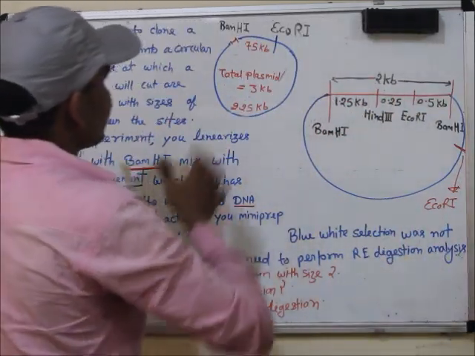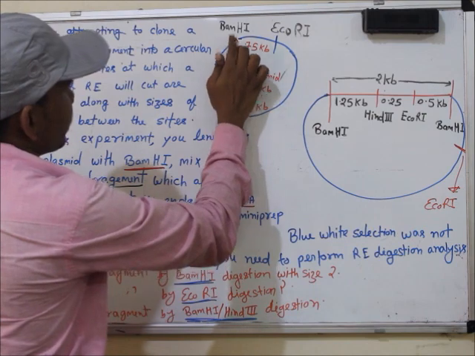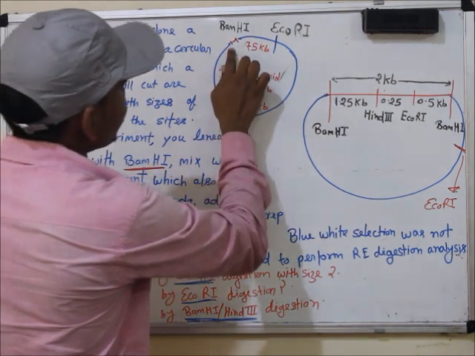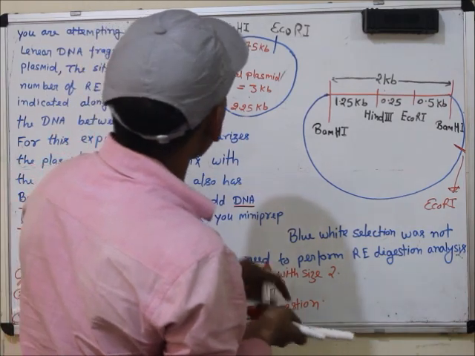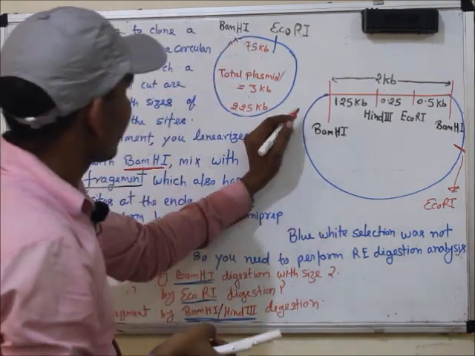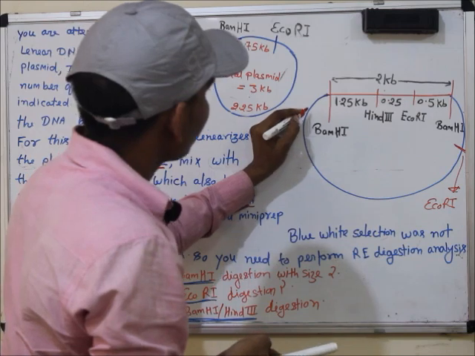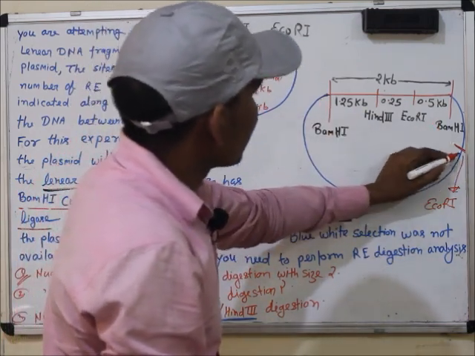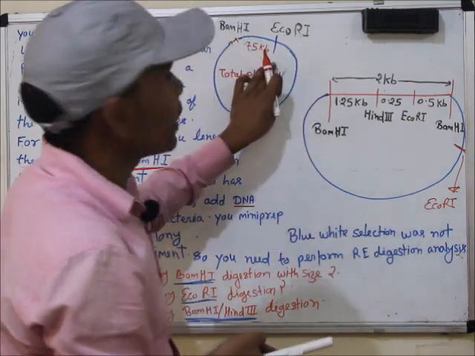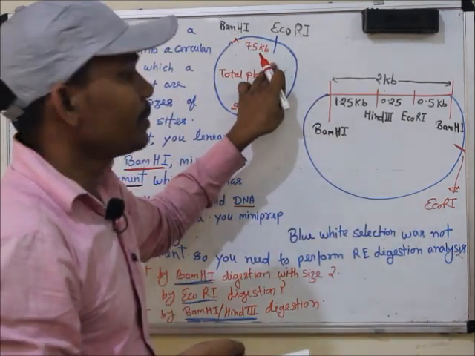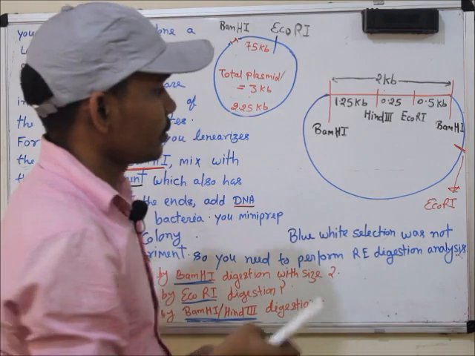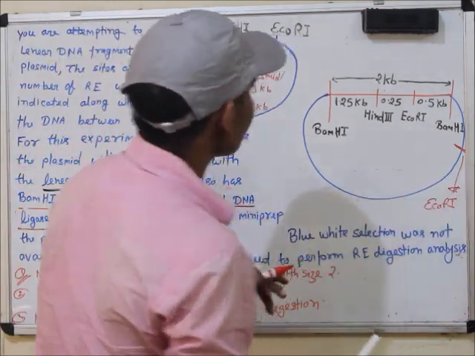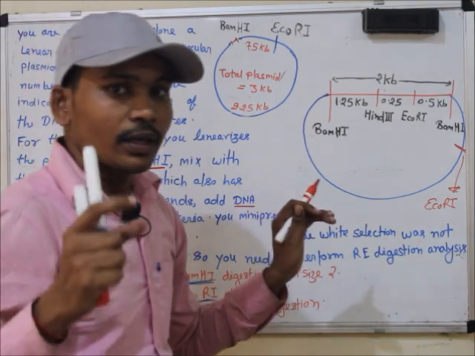When the plasmid goes here, these are the BamHI sites. Okay. These are BamHI sites. Adding. Then what happened? The EcoRI site of that plasmid will be here. Will be here. EcoRI sites. Okay. Are you getting me?